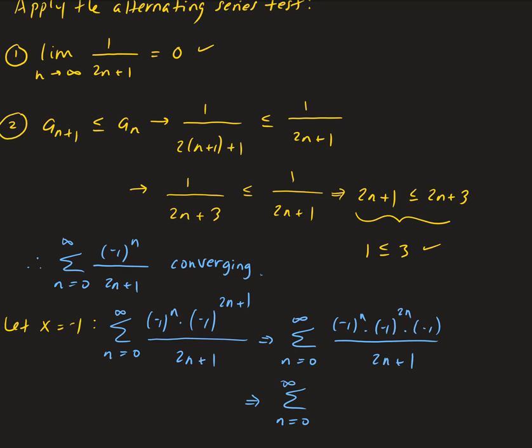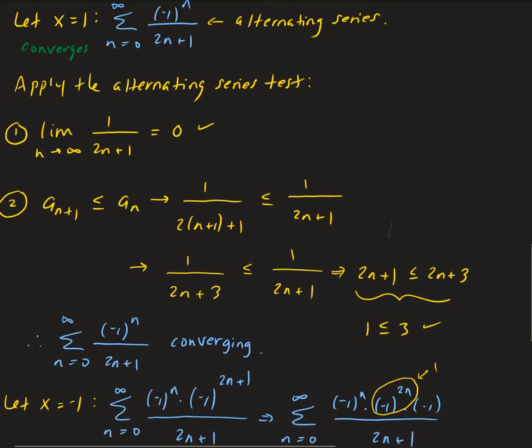So negative 1 to the 2n is just 1, because it's negative 1 squared, right? Regardless of what n is, you're always going to get something to an even power, and negative 1 to an even power is always 1. Then we have negative 1 to the n, and then we have a negative. The negative we can take outside, so that leaves us with negative 1 to the n all over 2n plus 1.